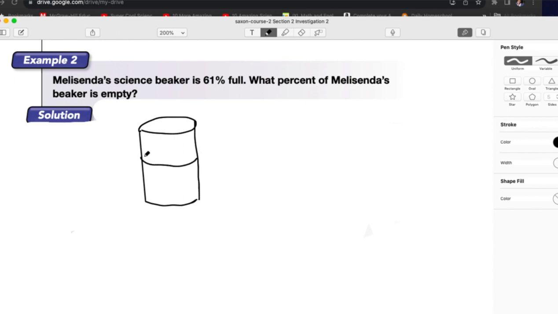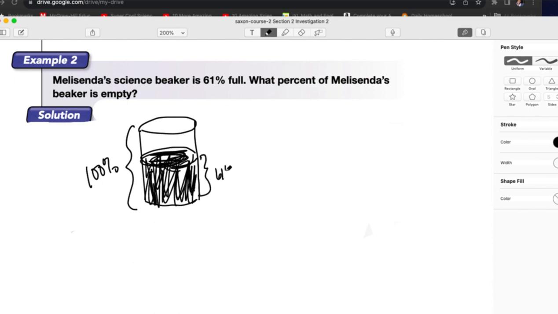But really, the key to this problem is thinking about what this whole situation means in terms of fullness. What would we say if this whole thing were filled to the top or filled to the brim? Hopefully you know that the whole thing filled is 100% filled. But we know that her beaker is only 61% filled. And so the question is, what percentage of it is empty? What percentage of it is empty?